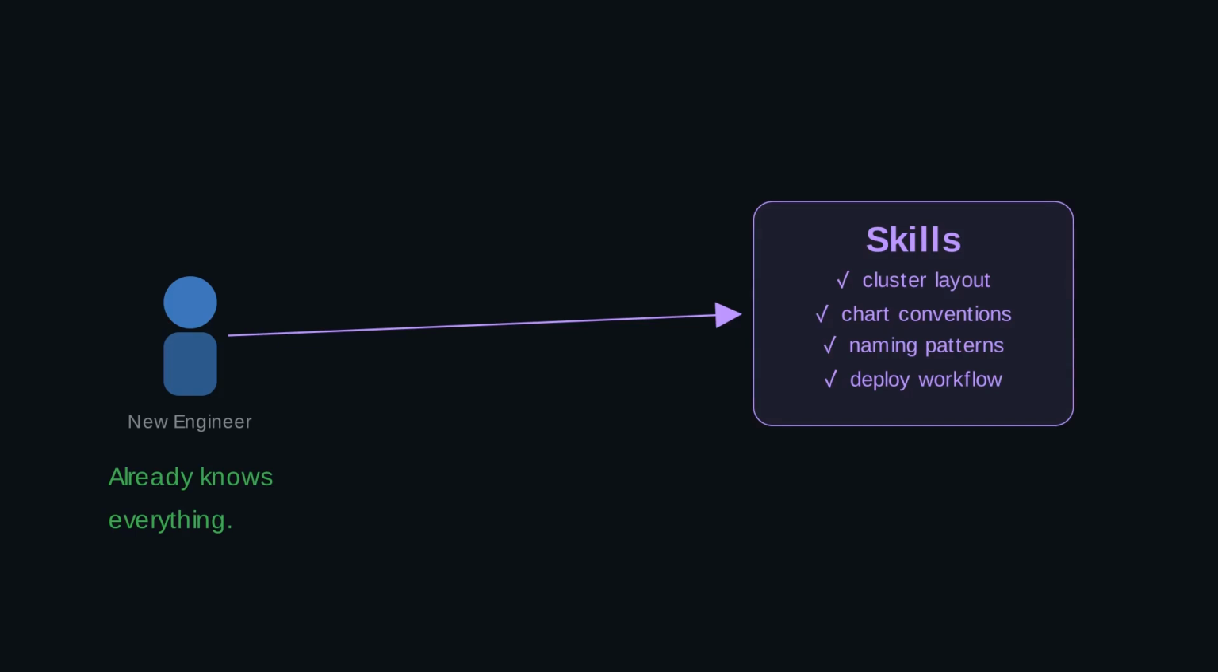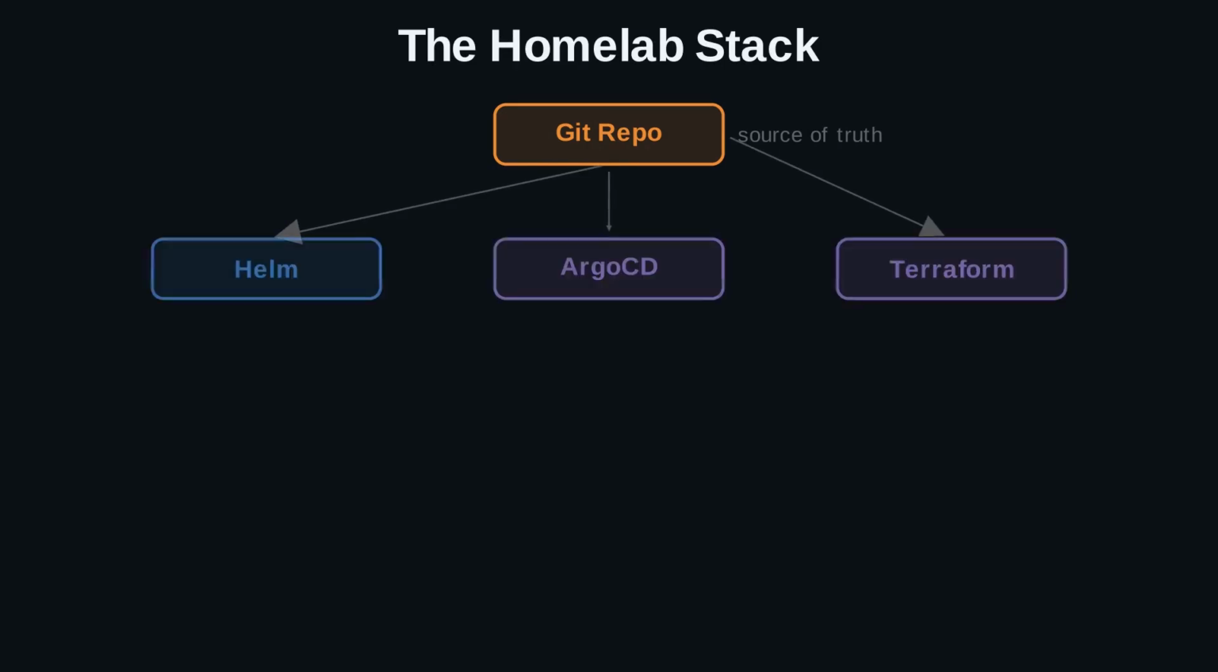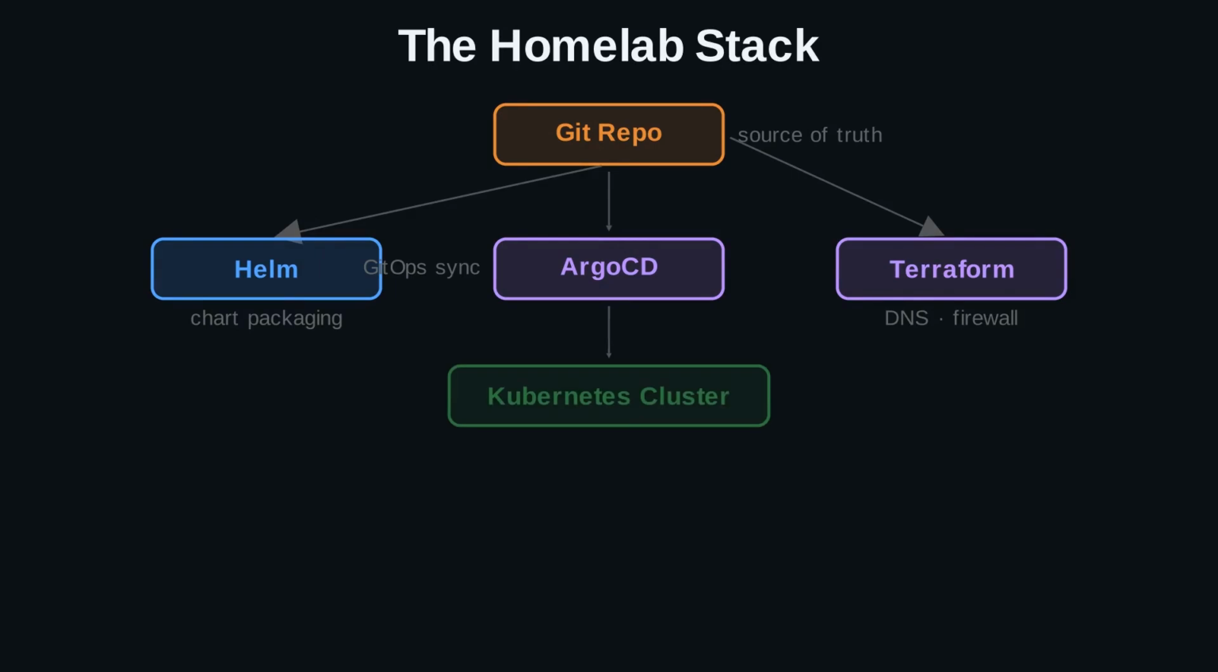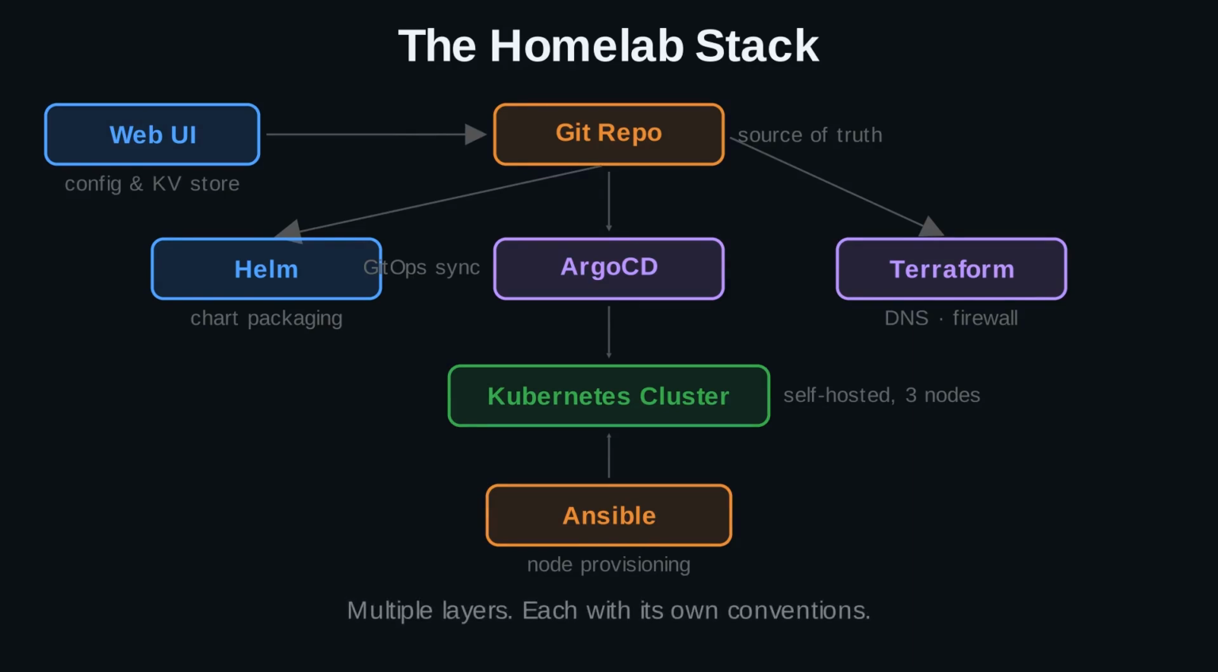This is how I solved it for my particular setup. Quick context on the setup. I run a self-hosted Kubernetes cluster at home, GitOps style, which means I describe what I want deployed in config files, push to Git, and the cluster reconciles reality to match the description automatically. Helm manages the packaging, Argo CD handles the sync. Terraform provisions cloud resources like DNS and firewall rules. Ansible handles the actual node setup. And there's a local web UI for day-to-day config management.